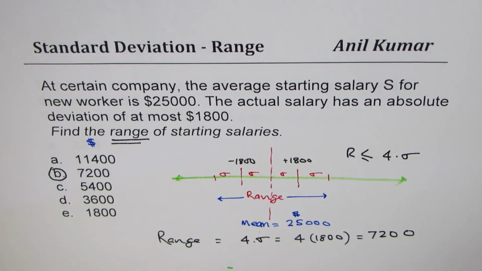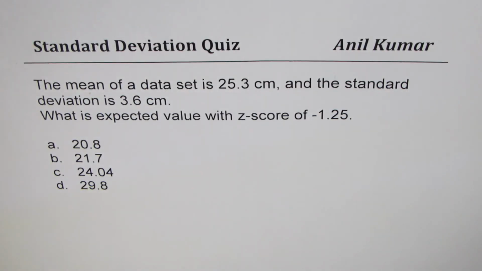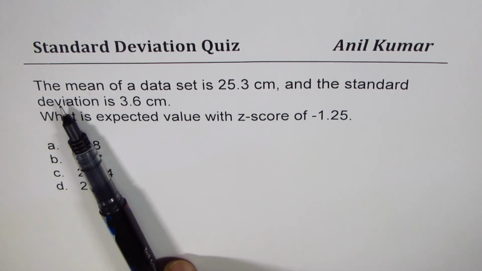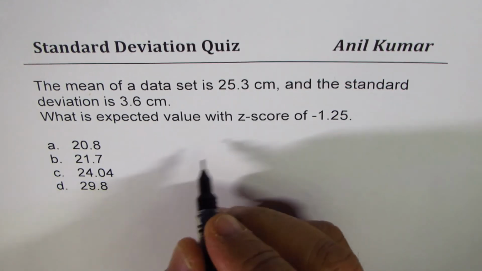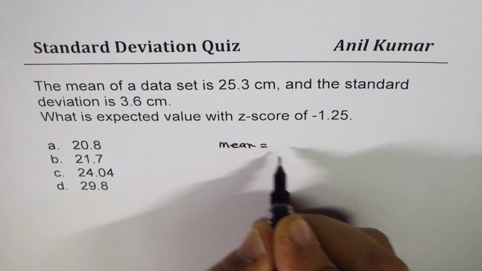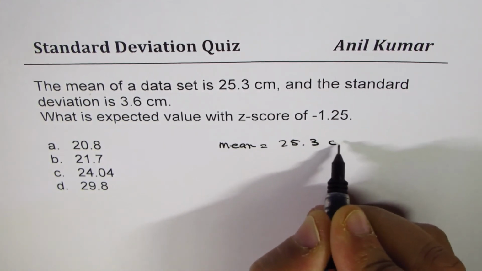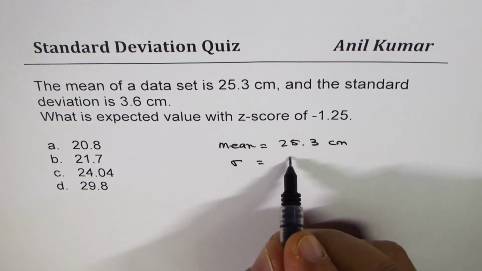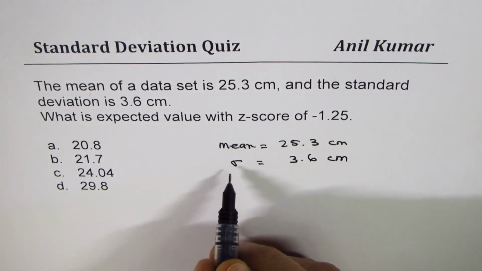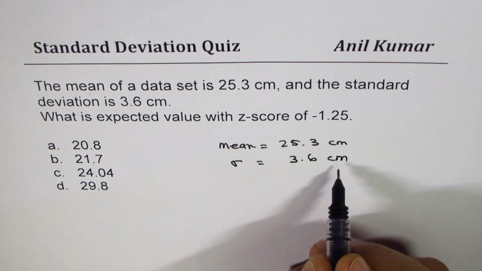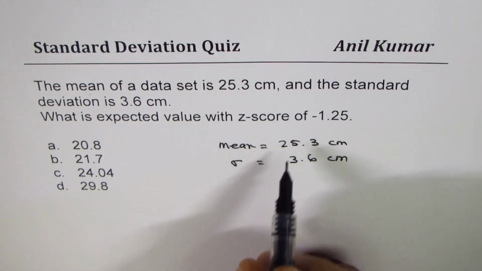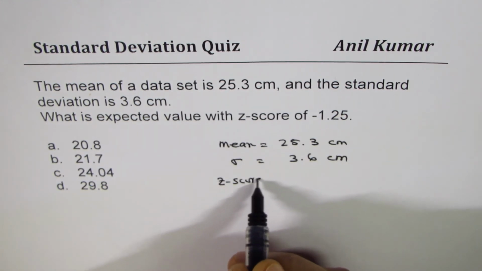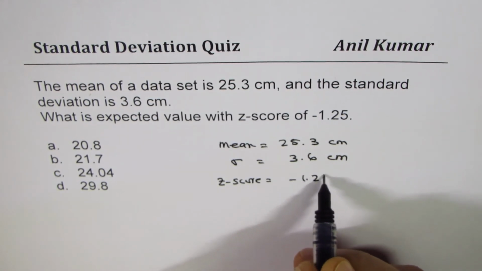to answer the next question, which is based on z-score. The question here is, the mean of a data set is 25.3 centimeters. So in this case, we are given mean equals 25.3 centimeters. Standard deviation is 3.6 centimeters. Standard deviation is always positive and includes units. What is the expected value of a z-score of minus 1.25?